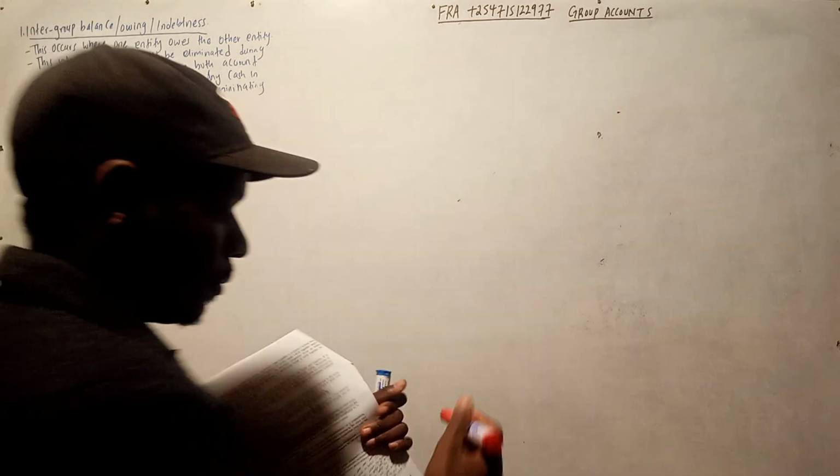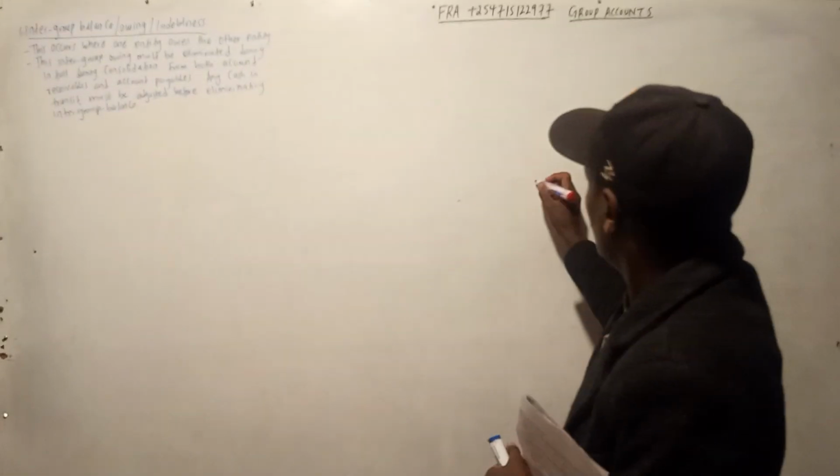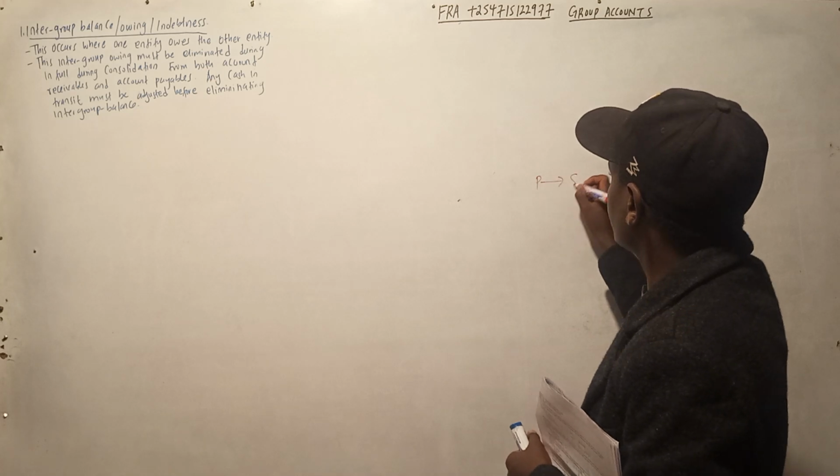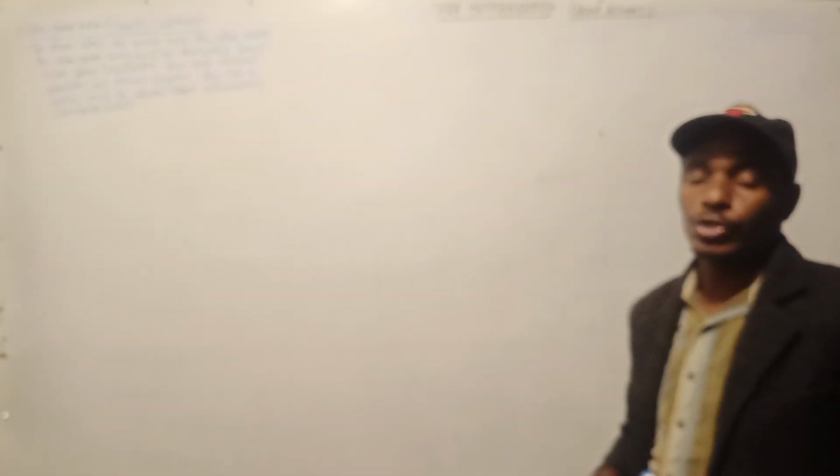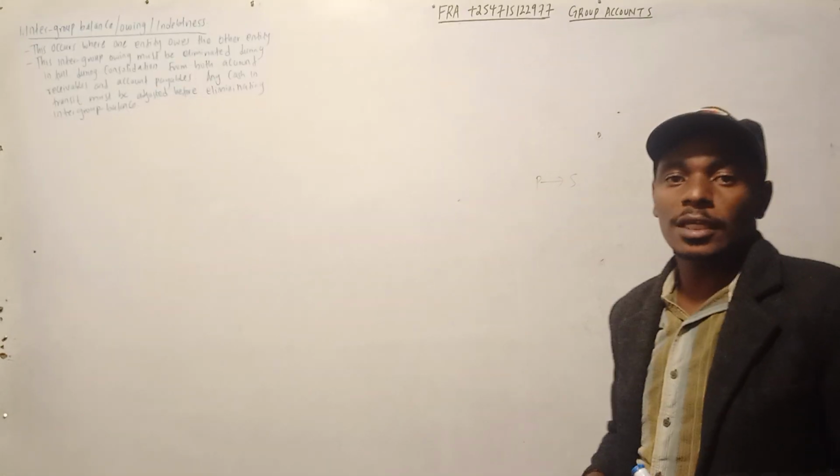So that is number one, the intergroup balance or the intergroup indebtedness, or we call it the intergroup owings. This occurs where one company owns another entity. For example, the parent company could have sold goods to S on credit. So by the end of the year, S has not paid P for the goods. Now that is an owing.